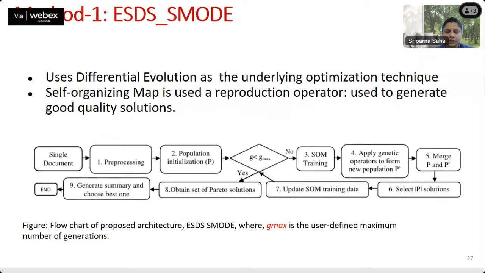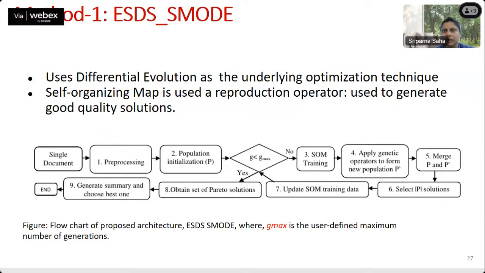So we have a single document, we are doing some pre-processing, then we are initializing the population, we are checking whether we have reached the Gmax or not. Then there is a self-organizing map training, because we are clustering using self-organizing map.